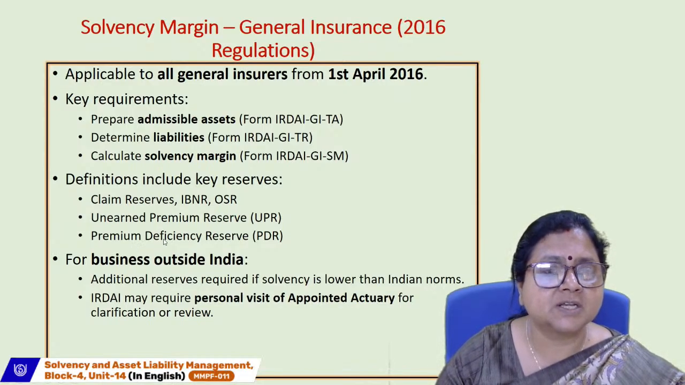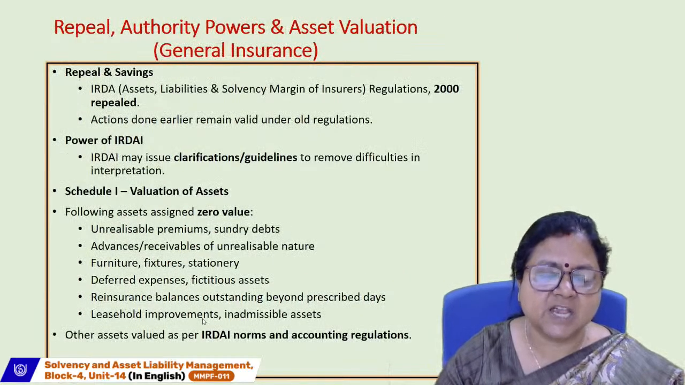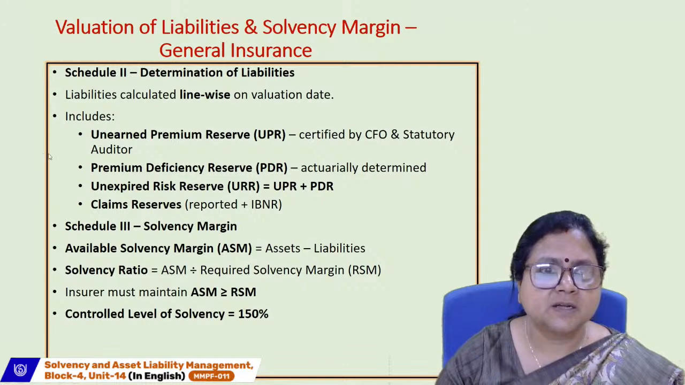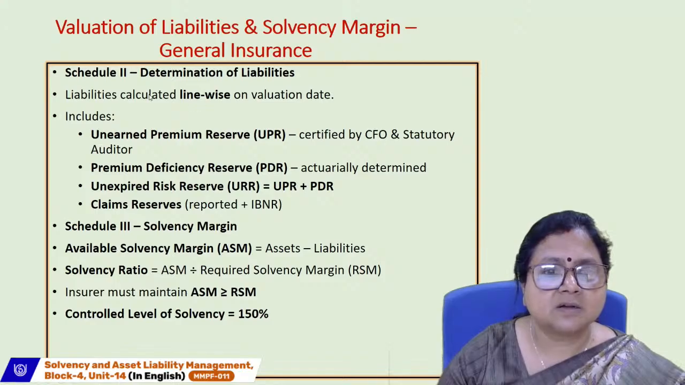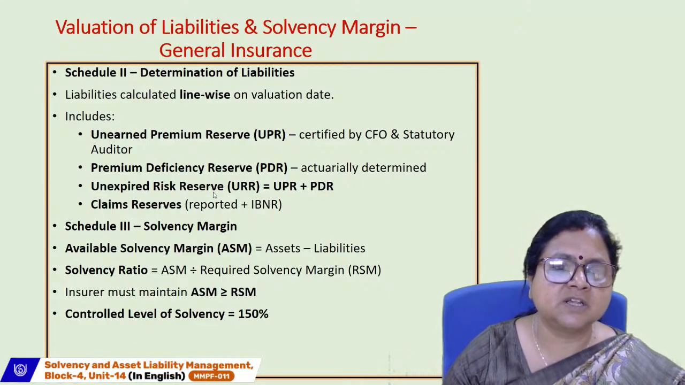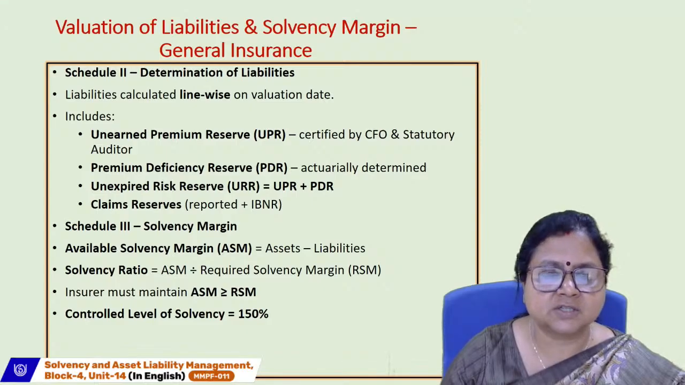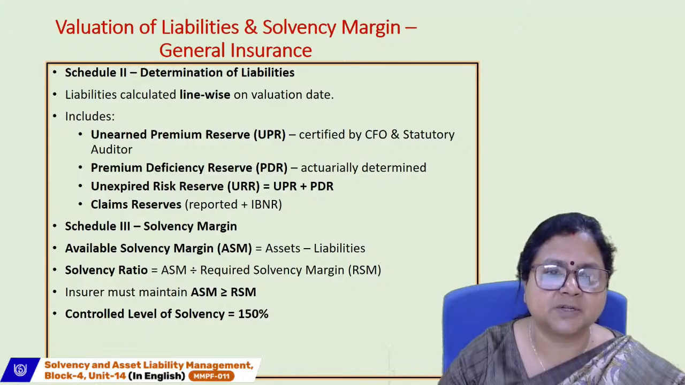Here the most important thing is how you are going to calculate the liabilities. Assets are the same for life insurance and general insurance, but the liabilities are different, where you are defining the unearned premium reserve, premium deficiency reserve, and all these things. So there are minor changes between the determination of assets and liabilities in life insurance and in general insurance.